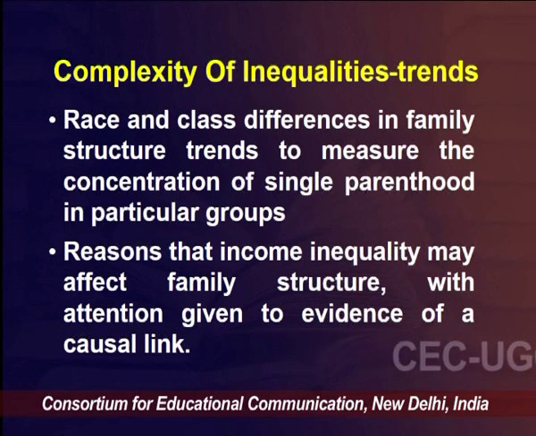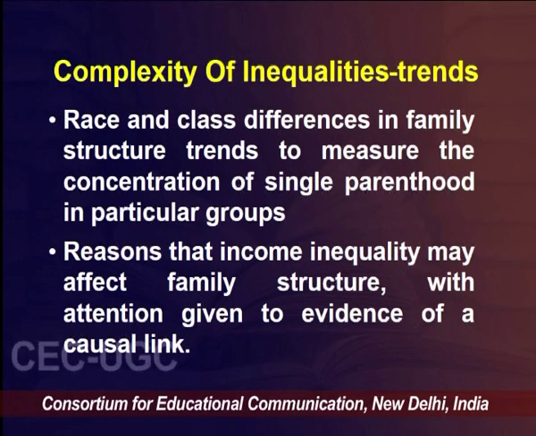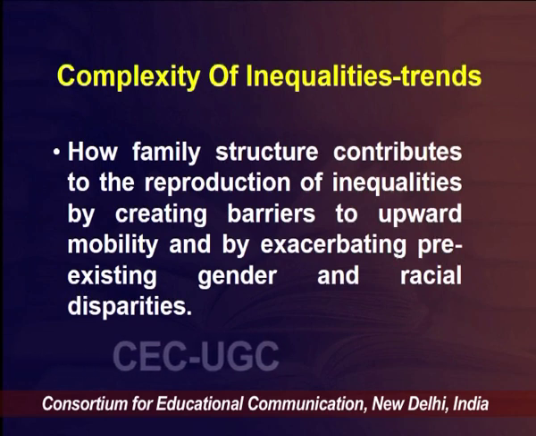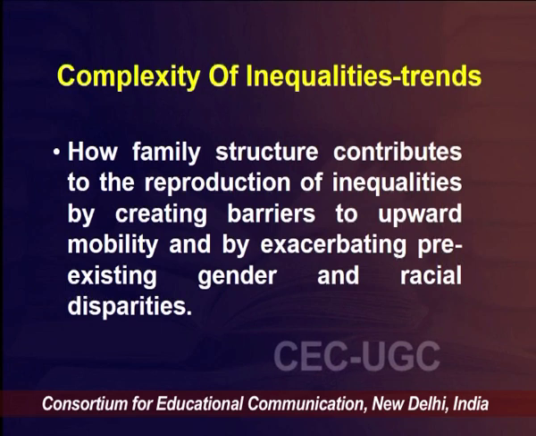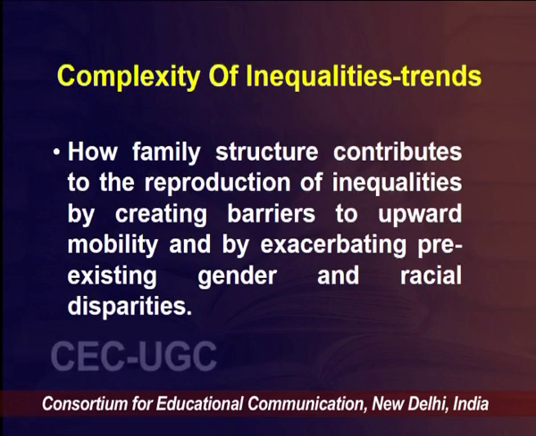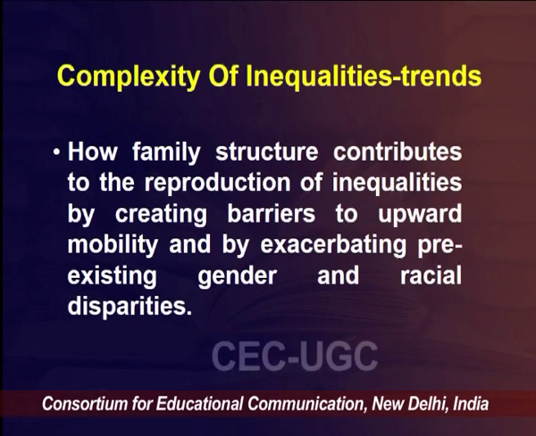So, the authors are arguing that there is a connection between the earning of the parent and the structure or the composition of the family. That is basically, they are trying to raise a question: how does family structure contribute to the reproduction of inequalities by creating barriers to upward mobility and by exacerbating pre-existing gender and racial disparity? So, that is why the authors are arguing that it is complex.